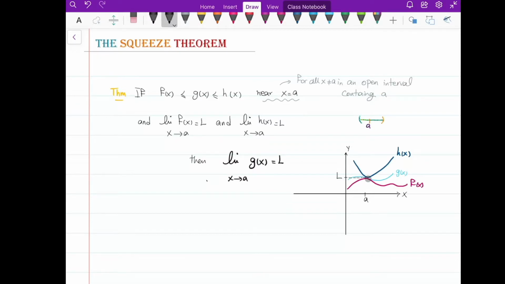Okay, so how can we use the Squeeze theorem to find a limit? Let's look at one example. If we've been asked to find the limit of x squared sine of 1 over x as x goes to 0, we want to see what this limit is. Let me actually show it to you.